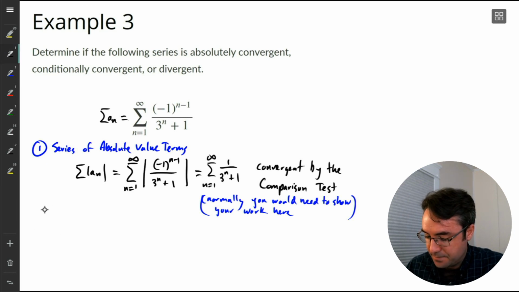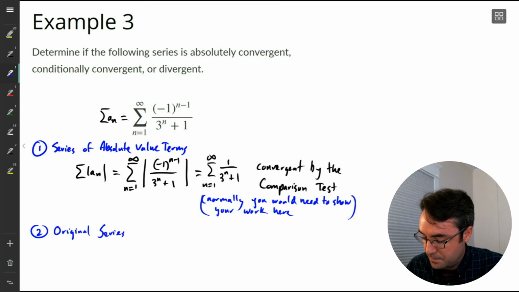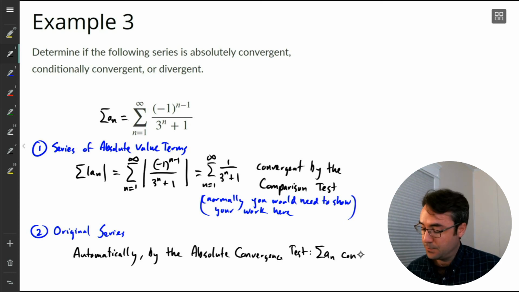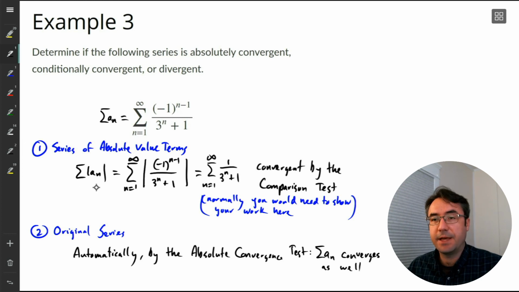So then automatically, we don't even have to do anything here. Automatically, by the absolute convergence test, we know sigma a_n converges as well. We know our original series converges. Because we were able to show with the comparison test that the series of absolute value terms converges, automatically by the absolute convergence test, we know sigma a_n converges as well. So this is all we need to do for our original series sigma a_n.